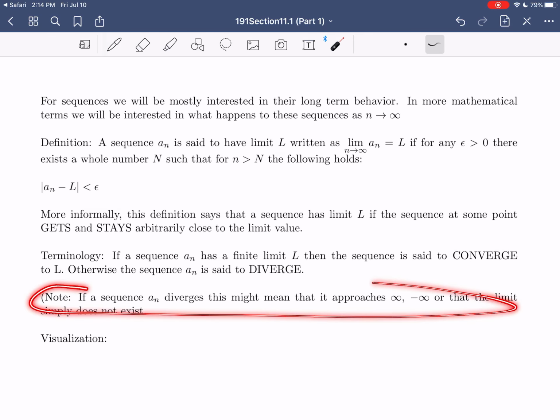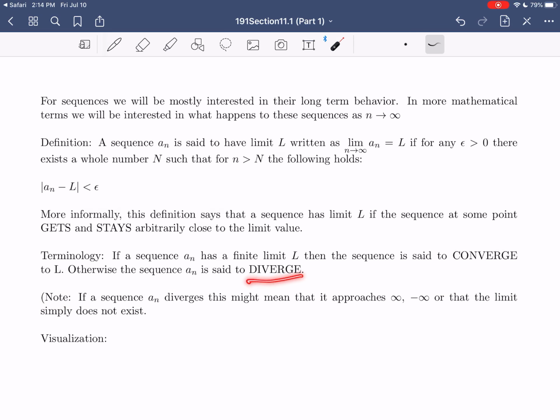I should note that diverge is a fairly complicated idea, because diverging simply means not converging. The sequence a sub n could diverge, meaning that it approaches infinity or negative infinity, or simply that the limit does not exist. So diverging can mean a lot of different things. You can have a sequence diverge in many ways: it might be headed towards infinity, negative infinity, or the limit might simply not exist.